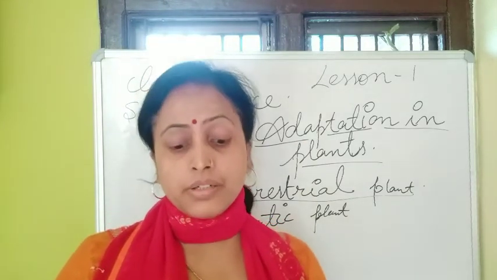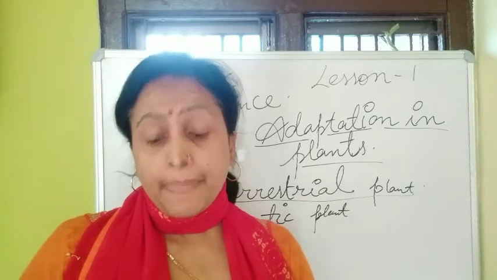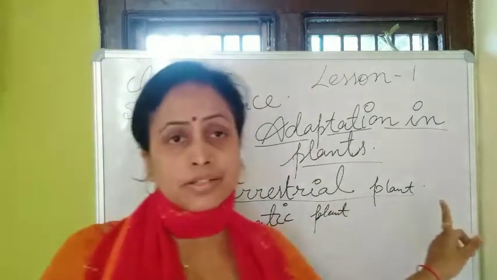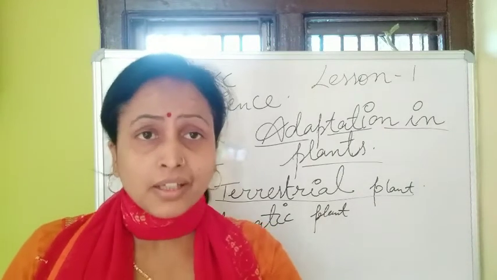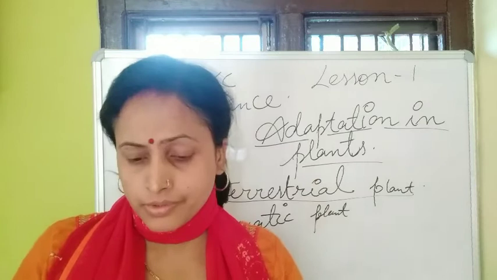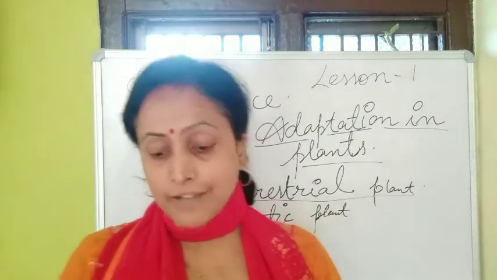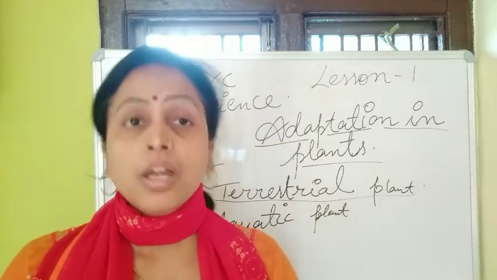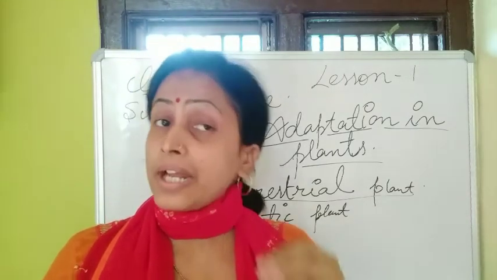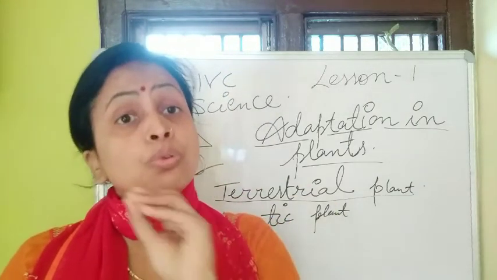Now we will learn the plants in plains. This is also a part of terrestrial plants, because plain land is part of terrestrial plants. Terrestrial means land. Now, plains have a moderate climate. Moderate means neither too hot nor too cold.